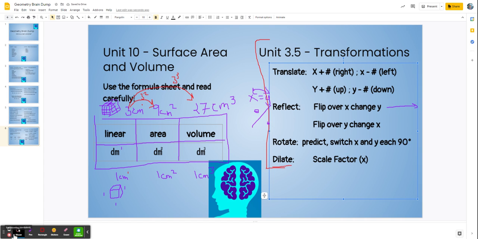So when you rotate, you're going to predict where you land, predict the quadrant, and then switch the x and the y every 90 degrees. So every time you turn into a new quadrant, you switch the x and the y, and then you just match the signs based on where you ended up. Okay, these are the hardest ones to remember.